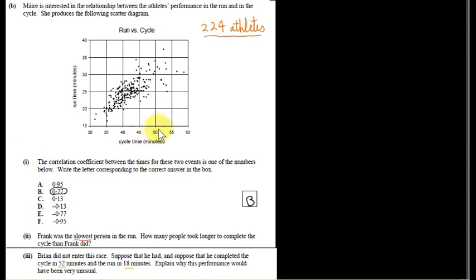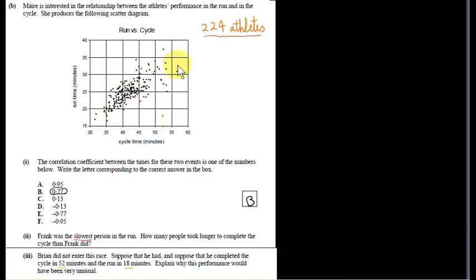So let's look at 52 here. Well, it's roughly midway between 50 and 55. It's about here. So that's cycle time, and a run time of 18 minutes. Well, that's about midway between 15 and 20. Well, midway is 17.5, so it's about here. Now, why would this point be a very unusual point in this scatter diagram?